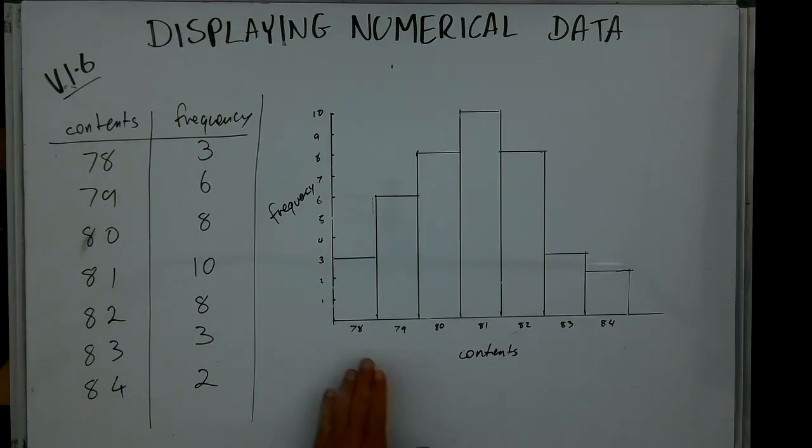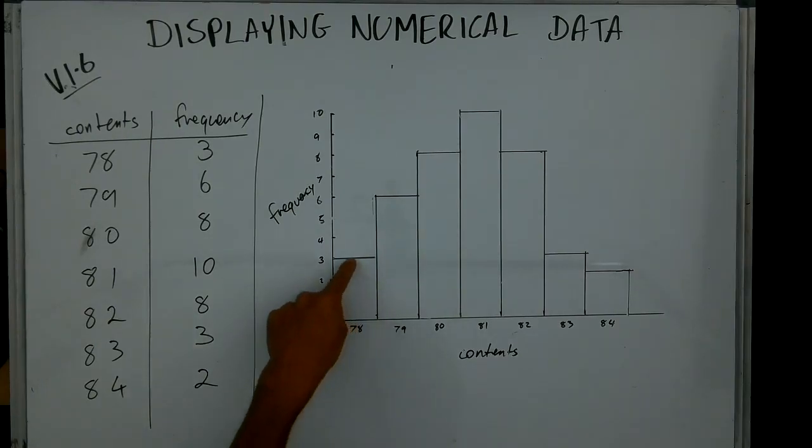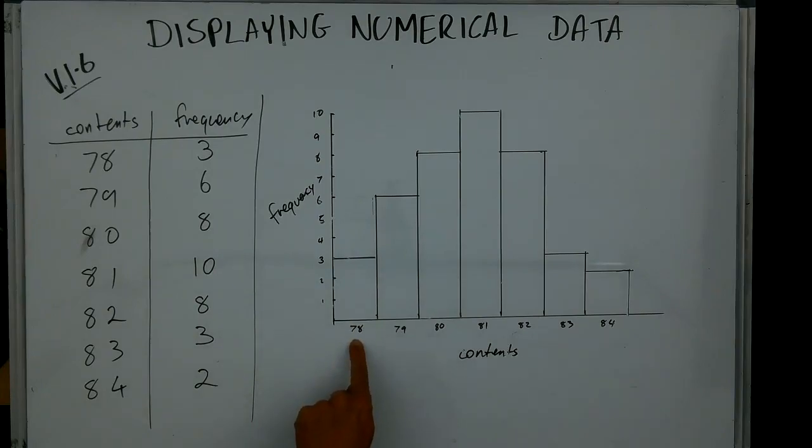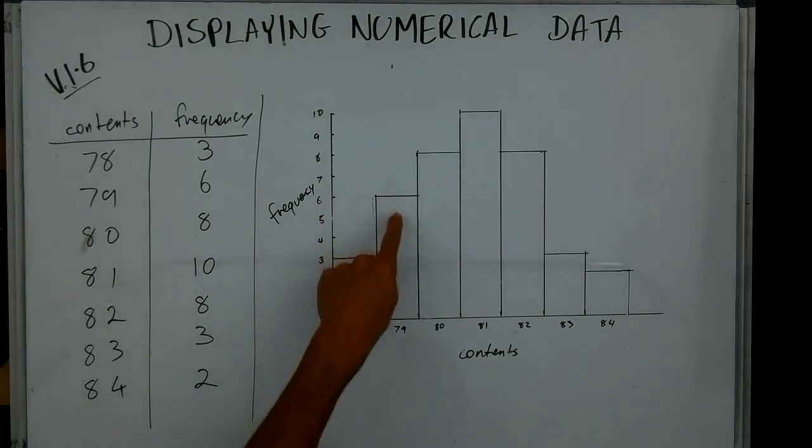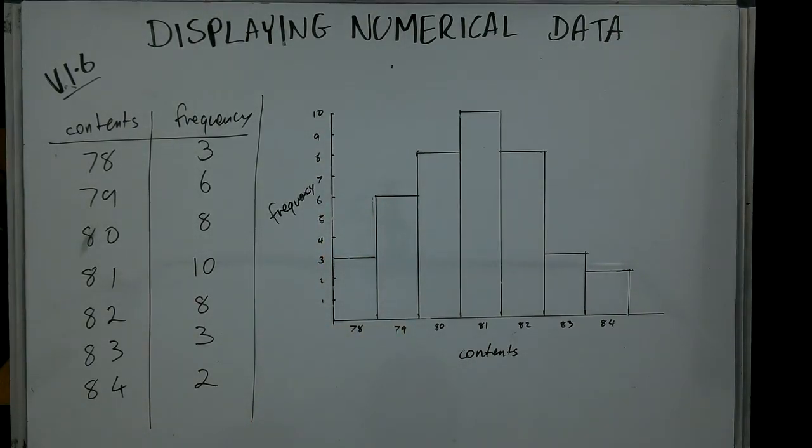Okay, so the thing to note there was that the data wasn't grouped, so each column represents how many packets of jelly beans. This column represents 3 packets had 78 jelly beans. 6 packets had 79. And so that's that histogram. And then we've got another example.